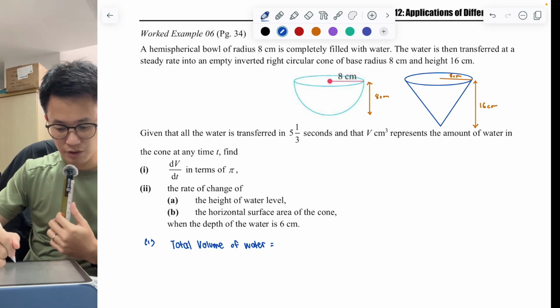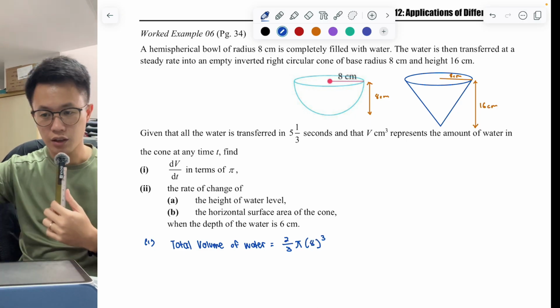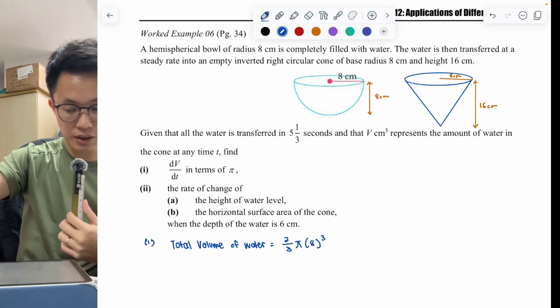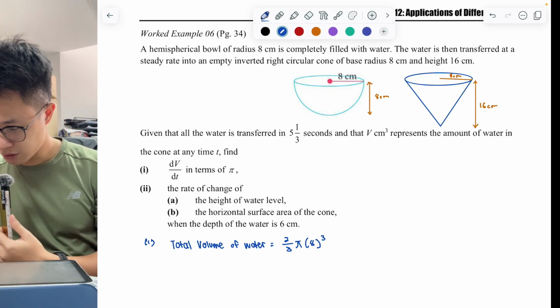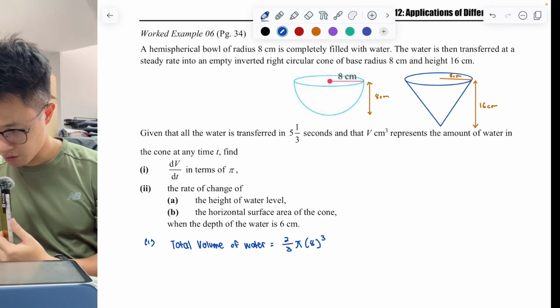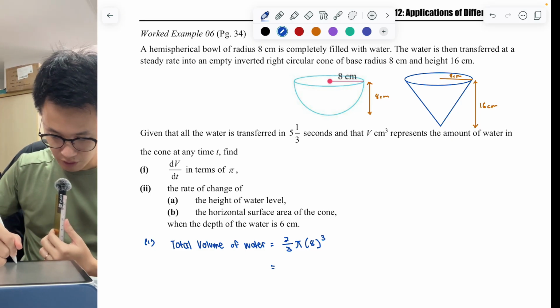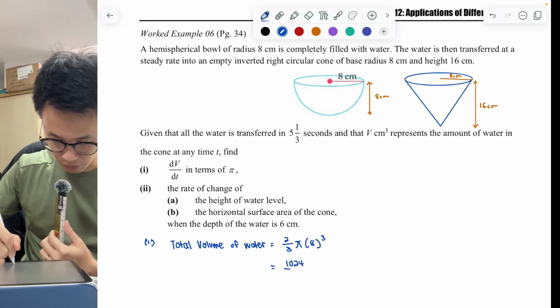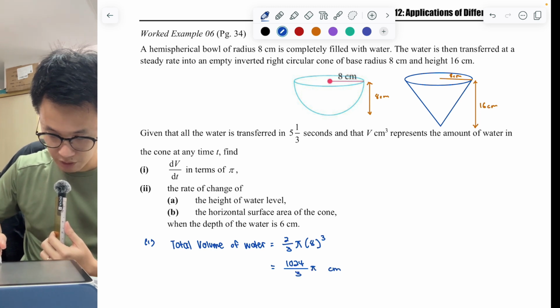So the volume of the hemisphere is 2/3 πr³, which is 8 cubed. Okay, I'll definitely need my calculator here. It's going to be a bit tough to do this without a calculator. So 8 cubed times 2/3. Okay, we're going to get a fraction. This is 1024 over 3π cm³.